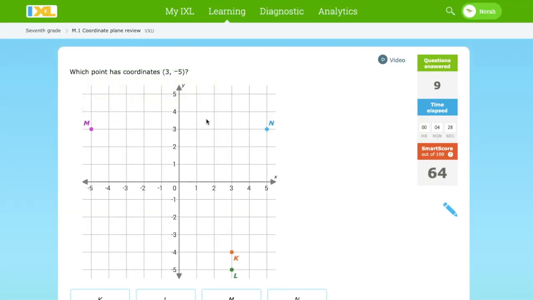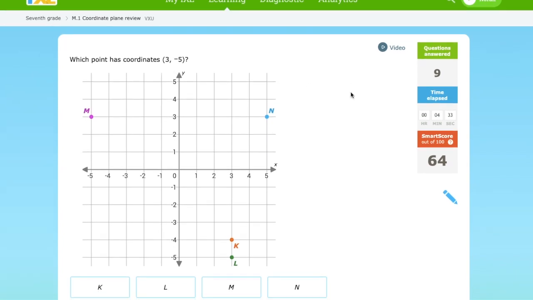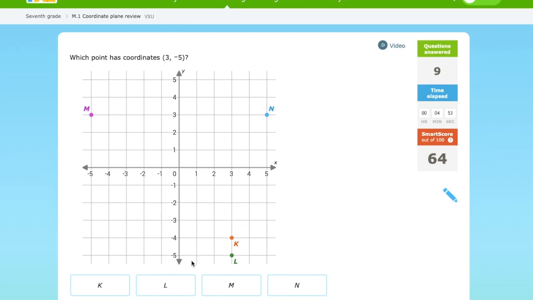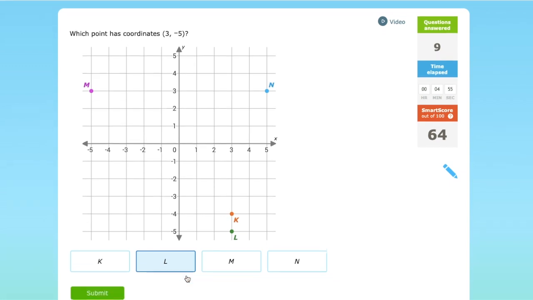Brilliant. Which point has coordinates 3, -5? Let's see, point K and point L have the same x-axis, but not the same y-axis. K is -4 on the y-axis and L is -5 on the y-axis. And so it is L.